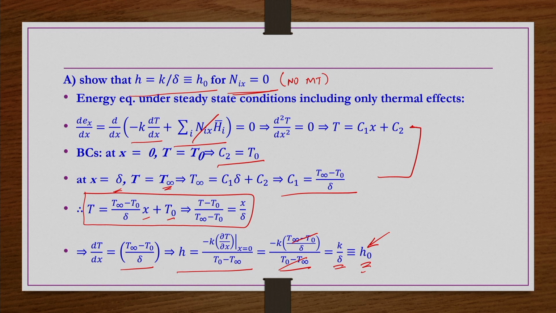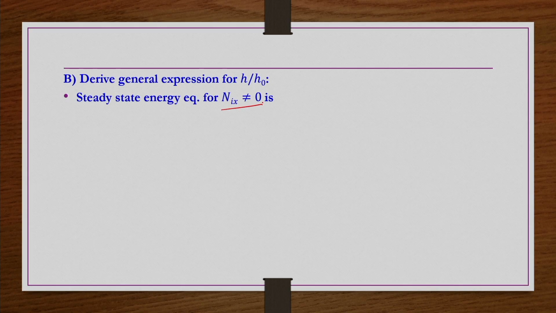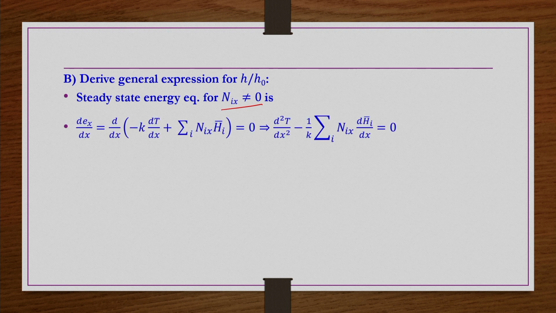Exactly in a similar way we have to do the second part, but there we cannot cancel out this N_ix, because in the second case we are taking mass transfer also included in the system. So N_ix is not equal to 0, but it is constant, and that constant is known, as given in the problem. So, in the energy equation, ∂/∂x of E_x is equal to 0, and E_x is nothing but the conduction term plus the energy associated with the mass transfer. That is Σ N_ix H̄_i, which is also known.